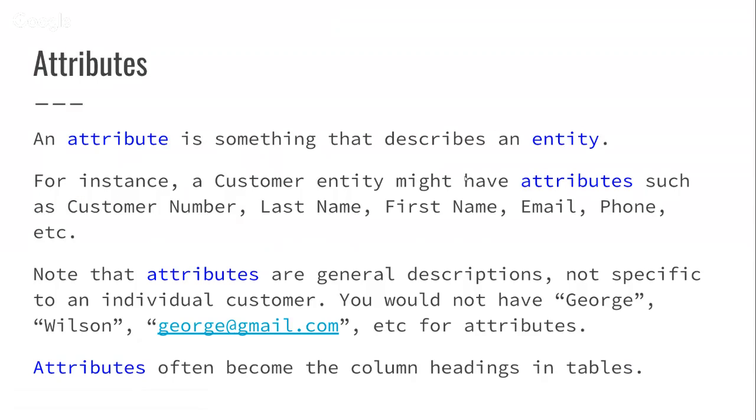So an attribute is something that describes an entity. Again, with customer, you might have things like customer number, last name, first name, email, phone number, etc. Attributes are general descriptions, not specific to an individual customer. So you would not have George or Wilson as an attribute. It's the headings of the table. Does that make sense? Like the spreadsheet, that'd be the heading columns, not the data underneath it. Attributes often become the column headings.